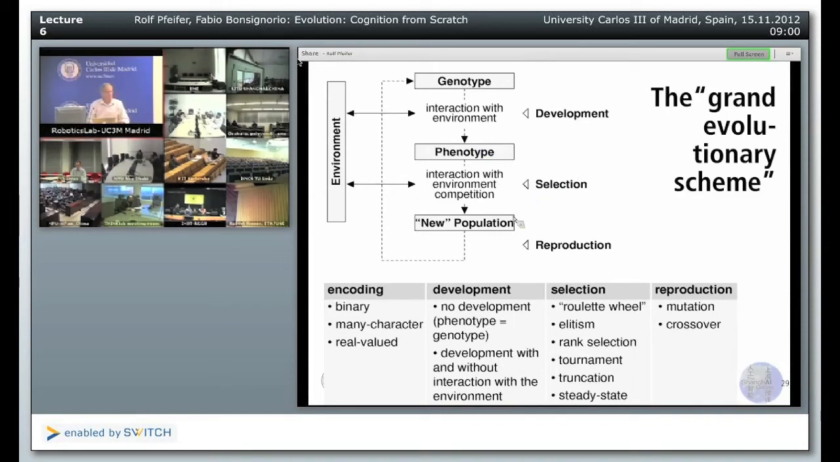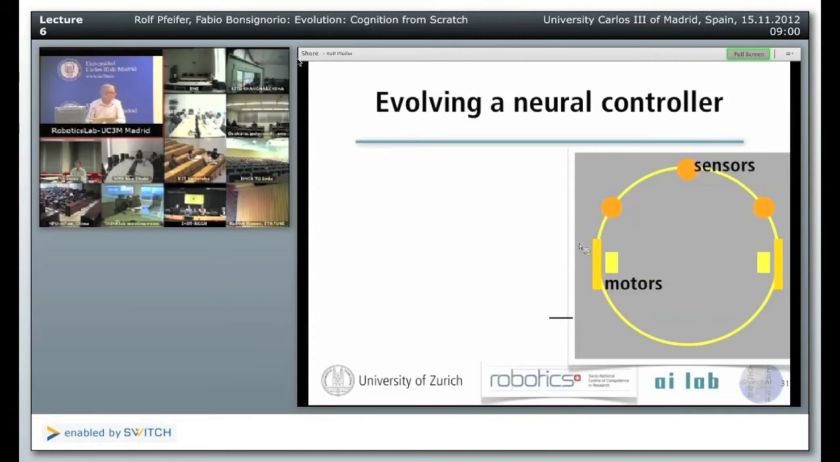Then there is a process of selection. So we have a fitness function. There is a process of selection that selects the best individuals. And then there is a new population, and then there is a process of reproduction, which is mutation or crossover. And I think this is just a cartoon version.